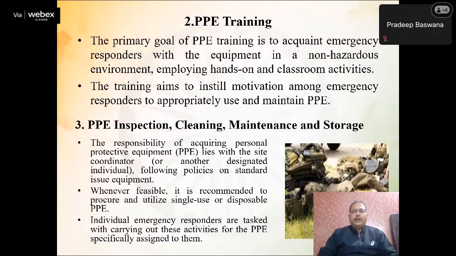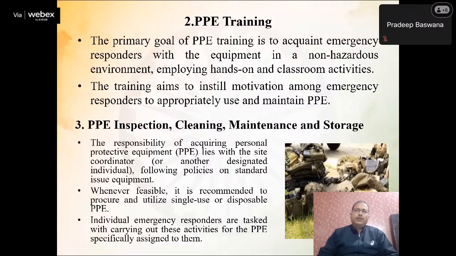Again, the responsibility of acquiring personal protective equipment lies with the site coordinator or other designated individual following policies on standard issue equipment. Whenever feasible, it is recommended to procure and utilize single-use or disposable PPE so that contaminants cannot be transferred to another place, and he uses it himself in a proper, productive way. If it is single use, it is very easy to dispose of in comparison to reusable material. Individual emergency responders are tasked with carrying out these activities for the PPE specifically assigned to them.